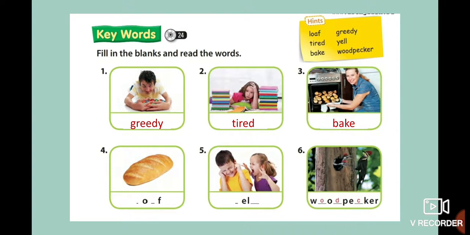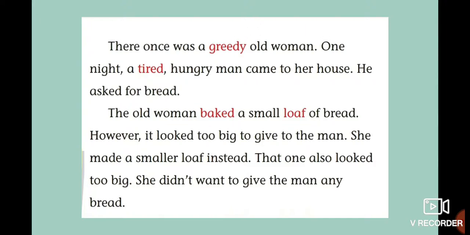Then we have bake. This is when you cook, but you cook in an oven. You have loaf. That is a portion or a piece of bread. Then we have yell. A synonym is to shout at another person. And woodpecker is a kind of bird that makes holes in a tree. Now we have the reading part. There once was a greedy old woman.